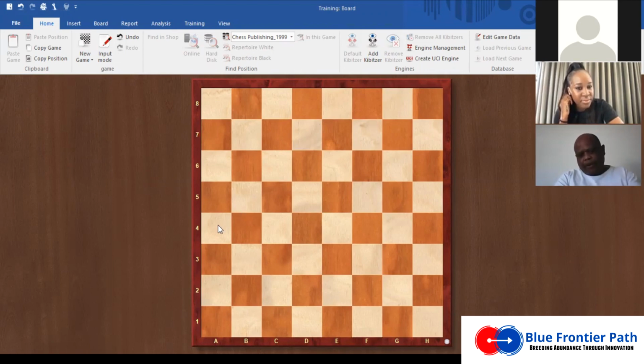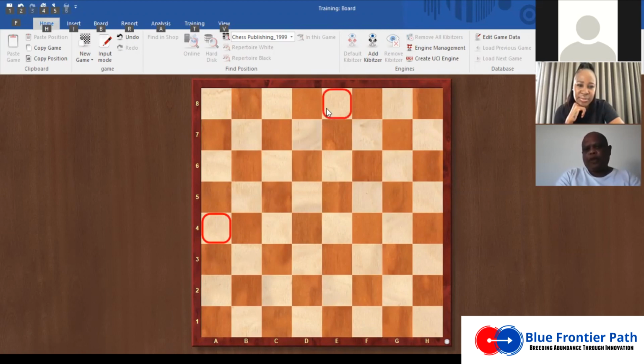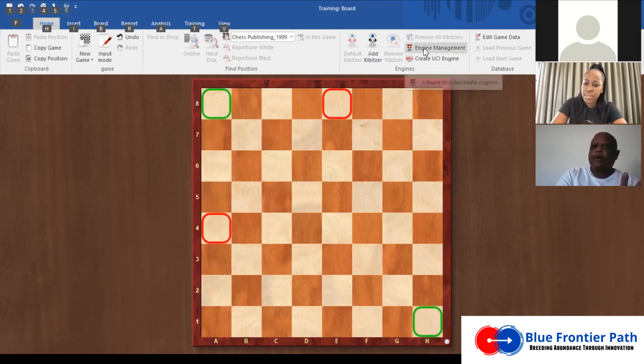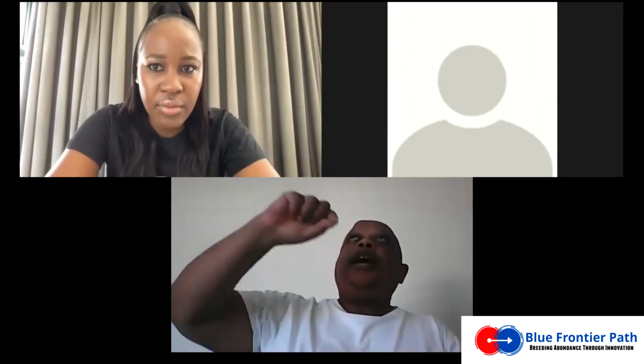So the one diagonal is going to start on A4. You can just note these 4 squares: A4 to E8. The next set of 4 squares, I'll make it a different color, will be A8 to H1. So these are the squares we're talking about, these two diagonals. One diagonal starts at A4, ends on A8. The other one starts on H1 and ends on A8.